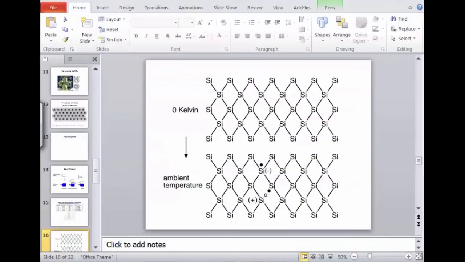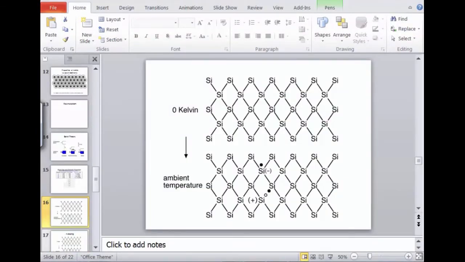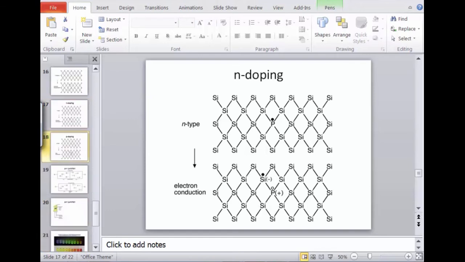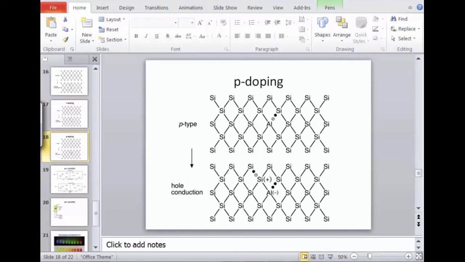So let me show a slide. There's my p doping. Here's an example where you would take silicon and add one aluminum atom. Right? So if you add an aluminum, now there's a hole. And that hole can move. It can steal an electron from this bond over here, and then that hole has moved. So the electrons are moving, but you can also say that the holes are moving.